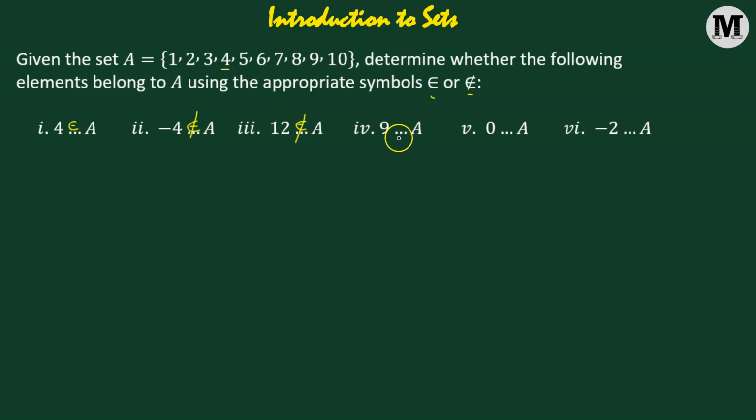Then number 4. So here clearly 9 belongs to the set A. So we'll say 9 belongs to the set A. What about 0? 0 is not an element of the set A. So 0 does not belong to the set A. And finally number 6, negative 2, so that also does not belong to the set A.